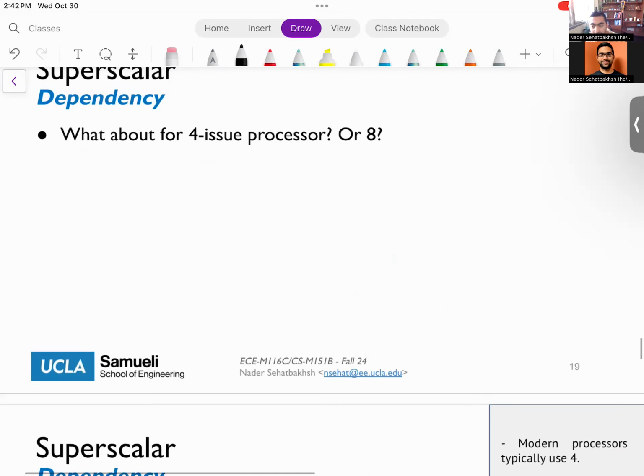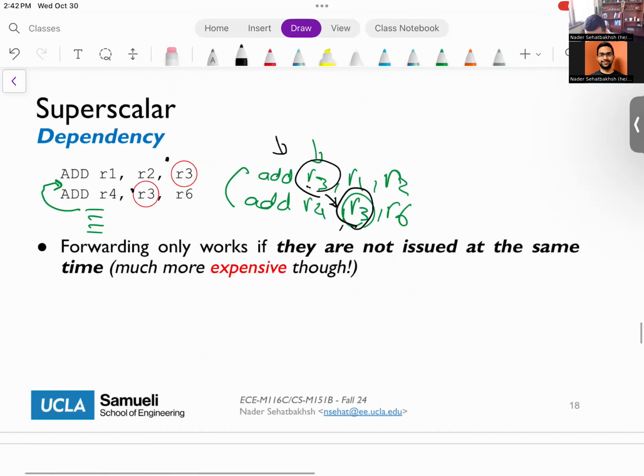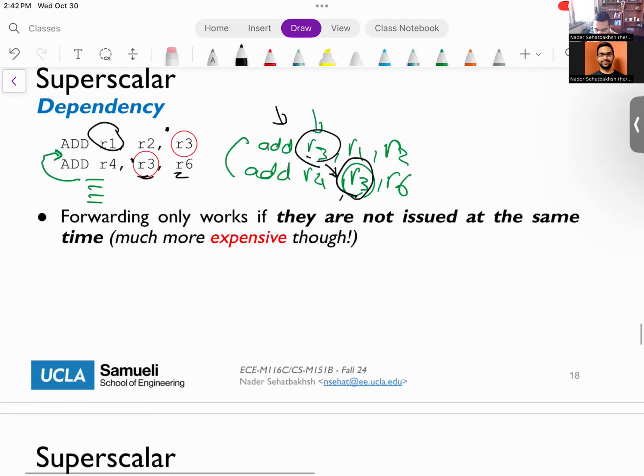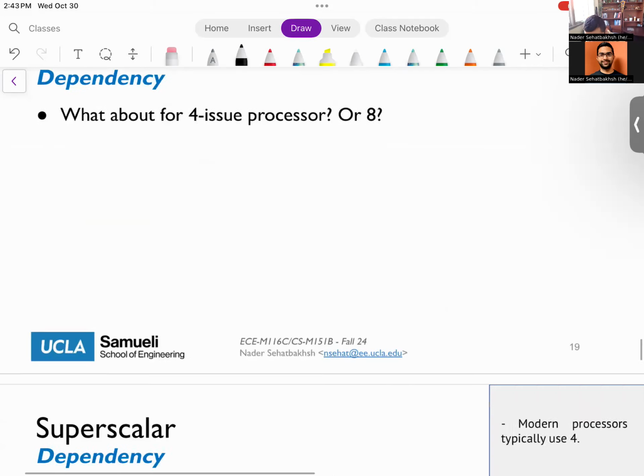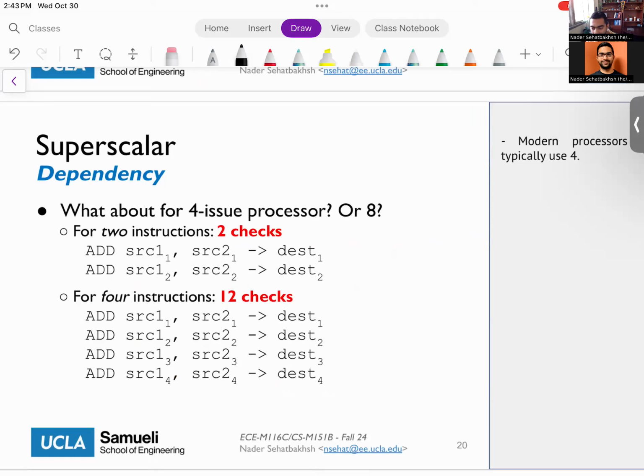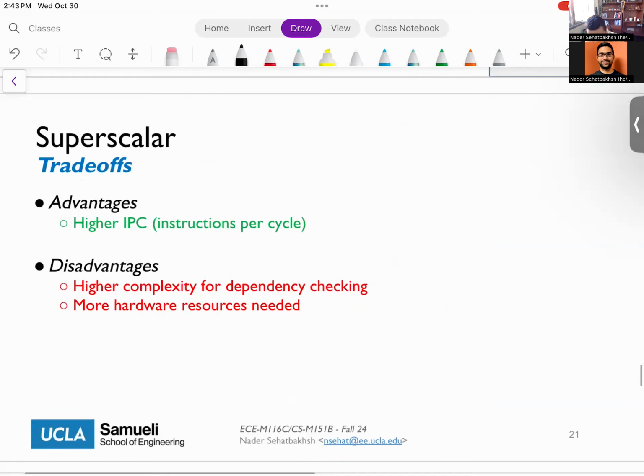And then there will be lots of checks. For the two-issue case, you only need to check these two registers with this register. But for example, if I have a 4-issue pipeline, where you have 4 instructions going at the same time, or 8-issue superscalar, where you feed 8 instructions at the same time, there will be many checks, because now you need to check every source 1 and source 2 with every destination, and that creates a lot of problems in our pipeline processor. Okay, so the long story short is that there are trade-offs.